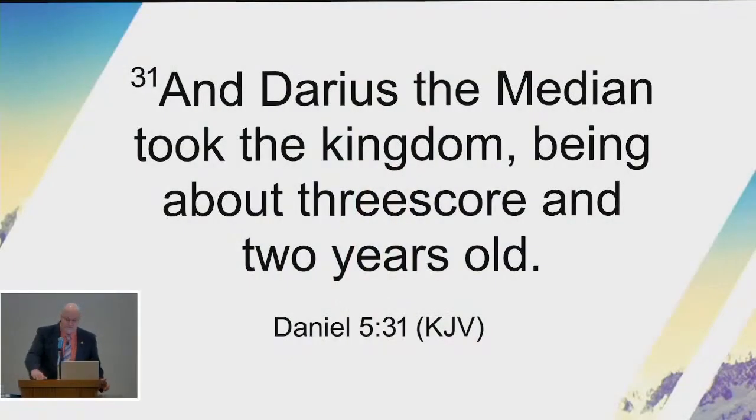So we're transitioning who we're talking about here. We're talking about Darius, who is placed over the Chaldean realm in Daniel 9, verse 1. Verse 31, of course, says, and Darius the Mede received the kingdom, being about 62 years old. So how did this happen? What way did they conquer the city, I suppose?